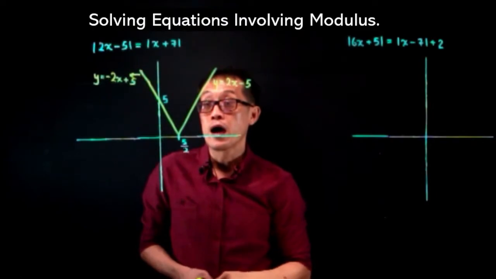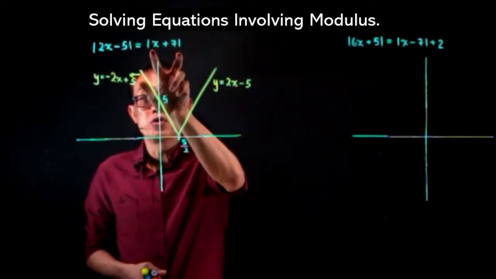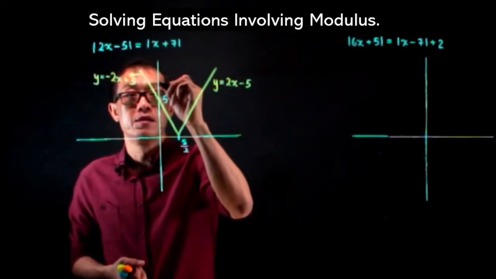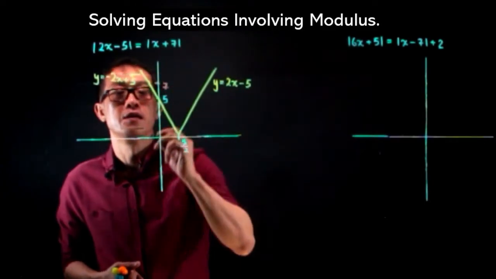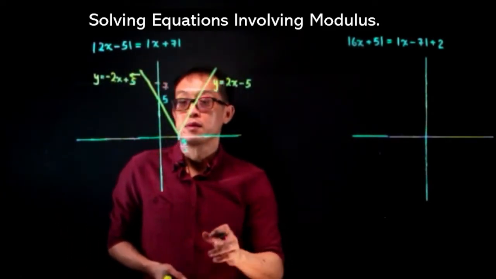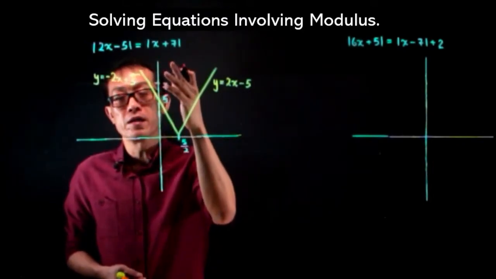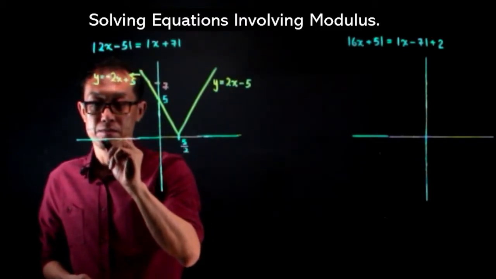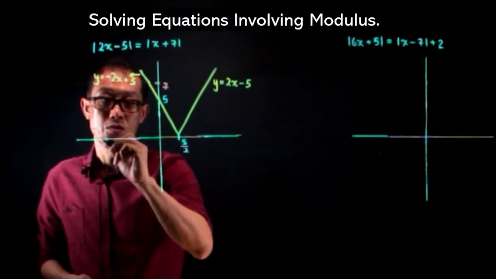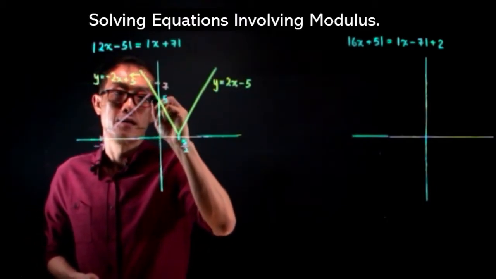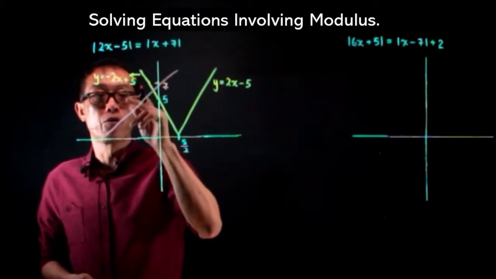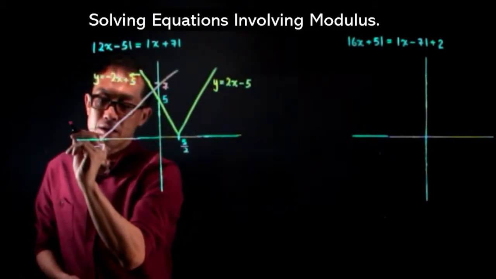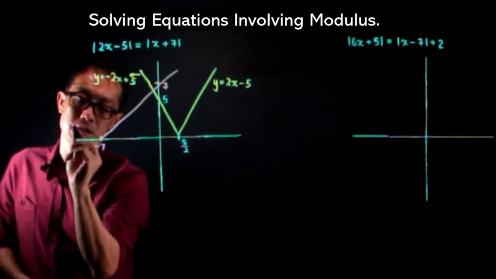Now you have modulus x plus 7. So it cuts the y-axis at 7. So let's say 7 is here. Now the coordinate of the minimum point is minus 7, 0. All right, so this is minus 7. So you have a line that is a lot more gradual than this. This has a gradient of 2, whereas this has a gradient of 1. All right, so let me draw this.